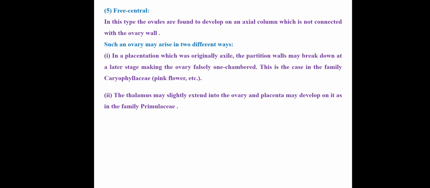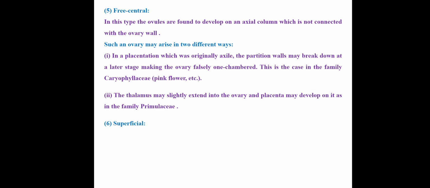Whereas the second way may be that the thalamus may slightly extend into the ovary and the placenta may develop on it, as in the family Primulaceae. So these are the two different ways where you can see the different positions, or different illustration of the free central placentation.